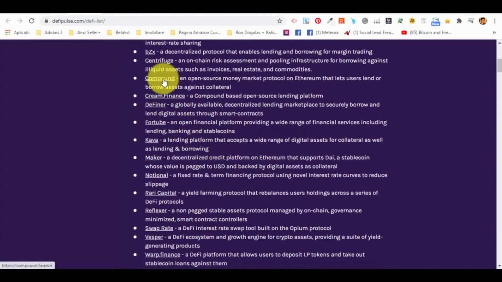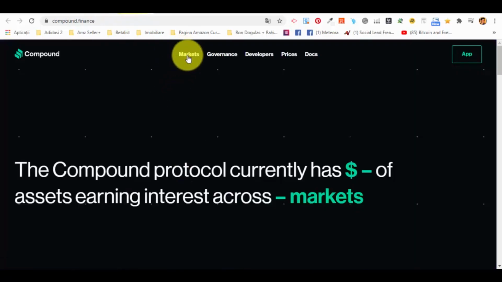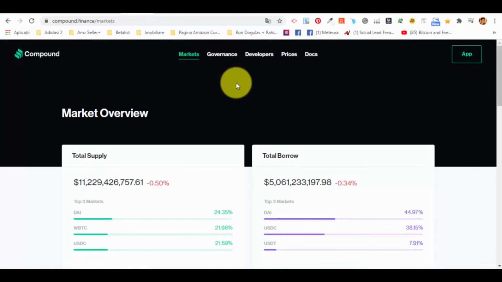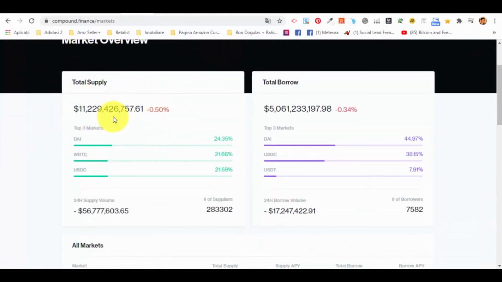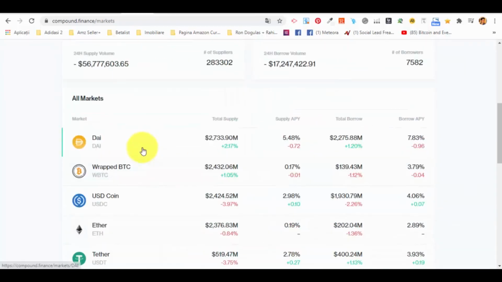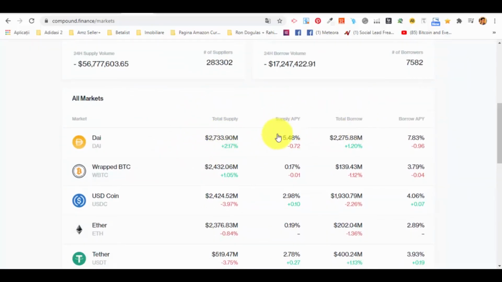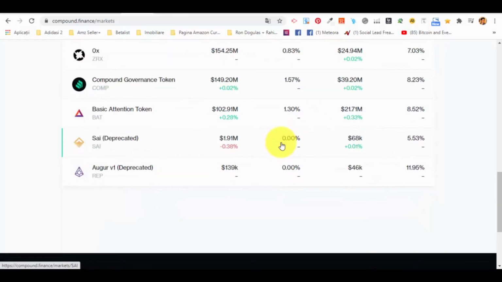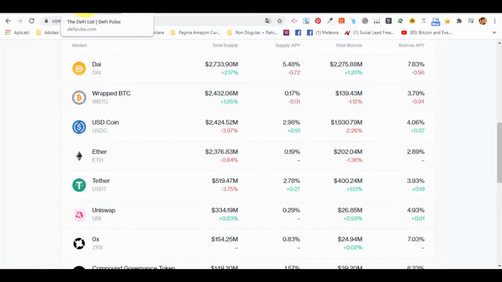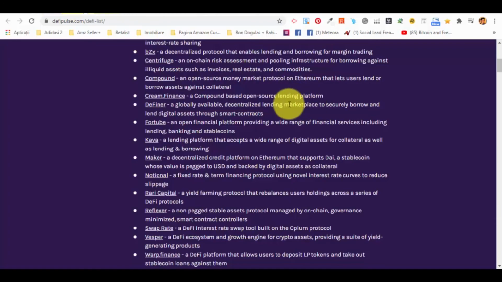We also have Compound, which is let's say pretty popular. Total supply 11 billion if I'm not mistaken. Total borrowed so far 5 billion. So there are more suppliers than borrowers, and you can see here the annual potential yield, or earnings, if you want to. You can just check this out and see if it's a good fit for you. Again, do your research. Let me go back to dpulse.